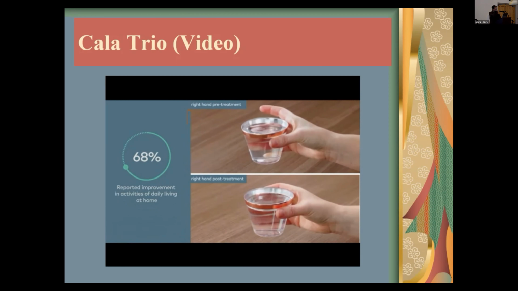Okay, so the median and radial nerves go through your wrist over here. And there's a third nerve called the ulnar nerve. So there are three nerves that innervate your hand: the median, radial, and the ulnar nerve. So this stimulates two of those nerves, the median and the radial nerve. And then this impulse is transmitted to the part of the brain called the thalamus, which controls tremors.